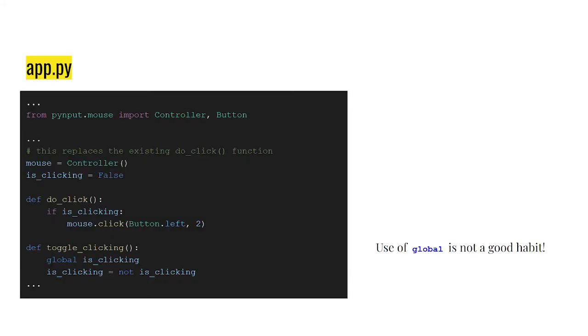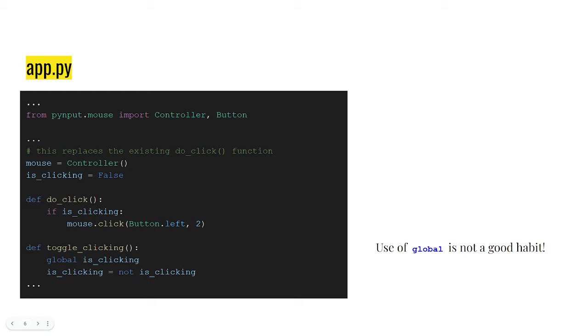Now that we have that, we're going to do a couple of things here. So the first thing is we're going to import Controller and Button from the mouse part of the pynput library. And then we're going to set up a mouse controller. We're going to set a variable is_clicking to False so that it will start off by not clicking. We're going to modify our doClick to actually click. So we're going to check and see if is_clicking is set. If it is set, then we're going to trigger on our mouse controller the click event. And then we're going to click the left button 2 times. So that's basically a double click.